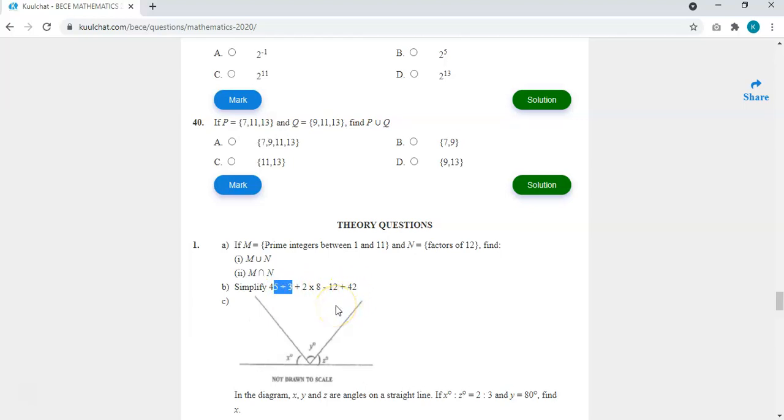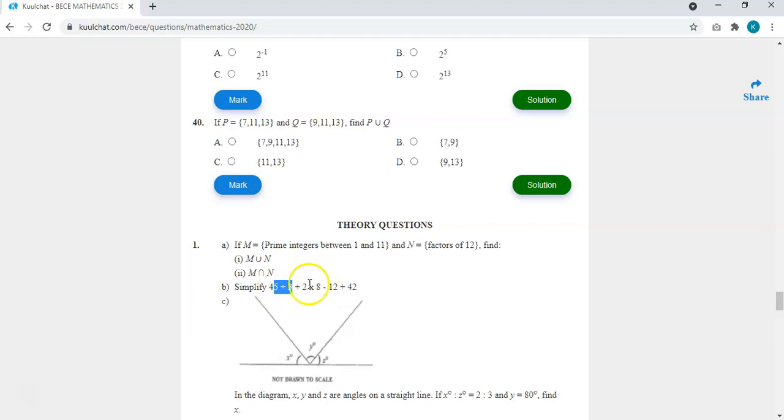Now BODMAS, after the B, O, D, the next is multiplication, which is M. Okay, so you need to simplify our multiplication next. So if you multiply 2 by 8, you get 16. So here is going to be 15 plus 16 minus 12 plus 42.